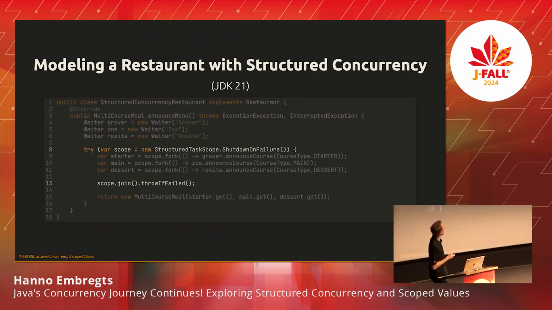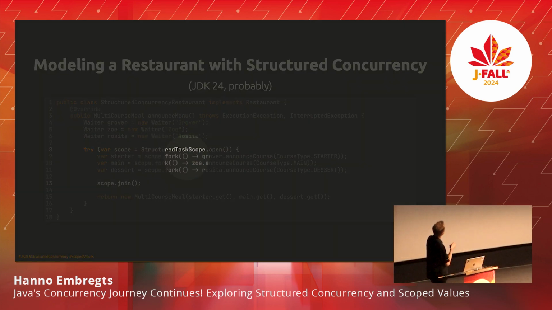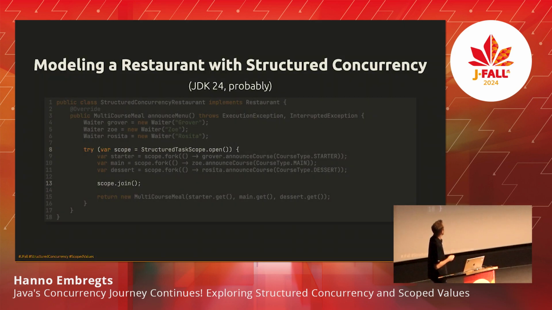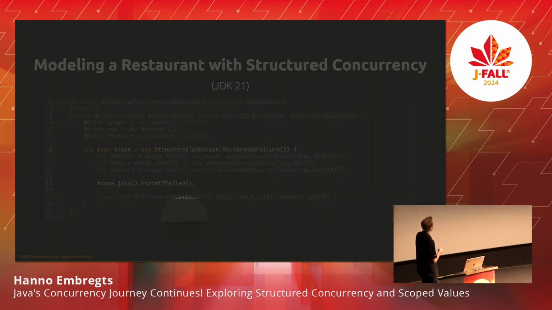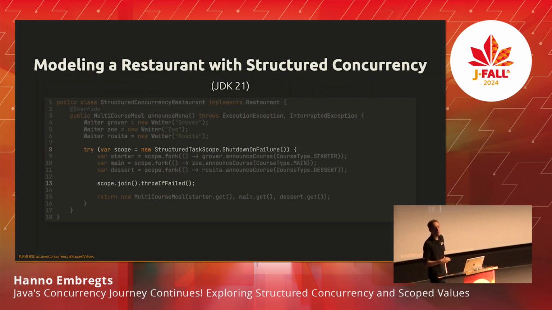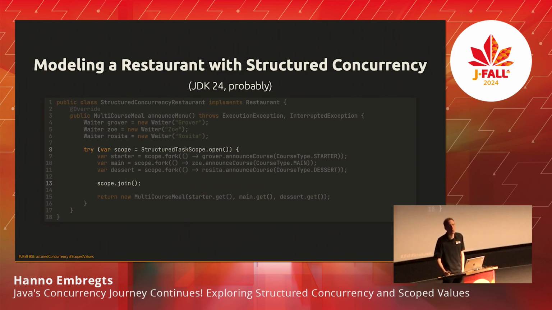This constructor invocation is no longer necessary. It will work with a factory method, and they will call it open. You're opening a scope of structured concurrency, and the default behavior here will be shut down on failure if you don't pass anything to open. And the feedback was also, why do we have to include throwIfFailed? I want that to do it automatically. So in the new version of the API, join will throw the exceptions automatically. You don't have to, because you might forget to do throwIfFailed, right? No need to opt in here.